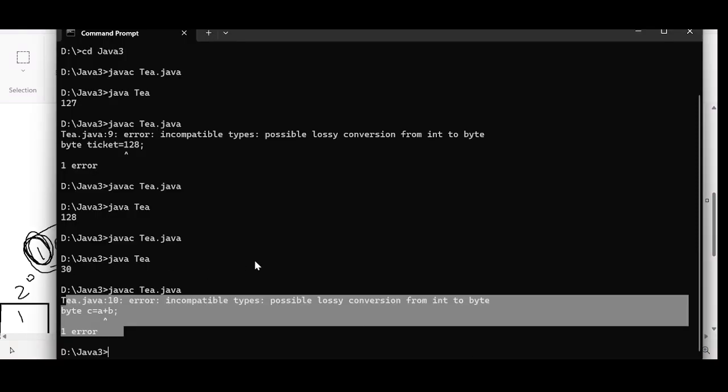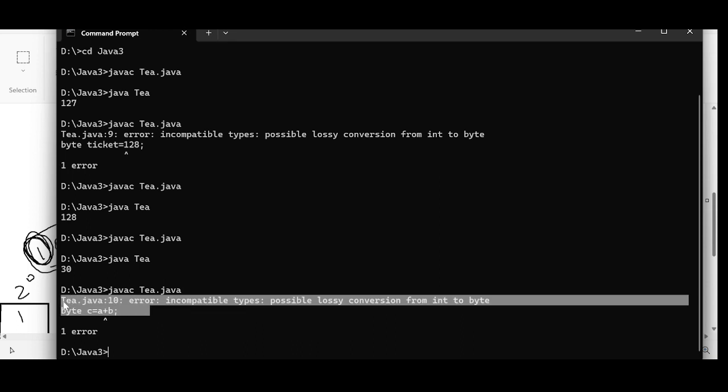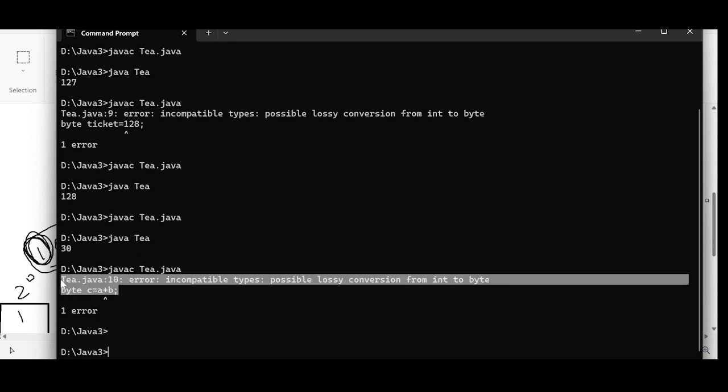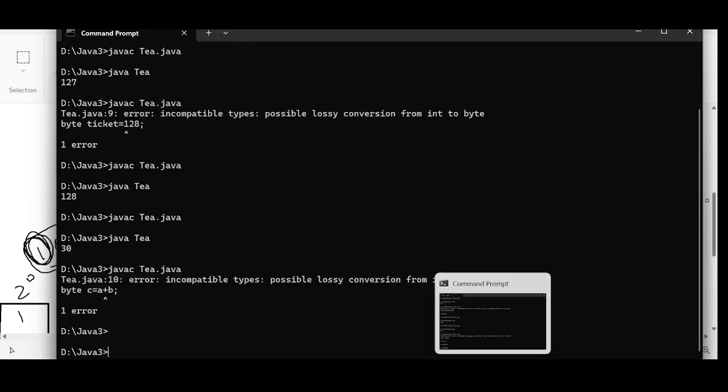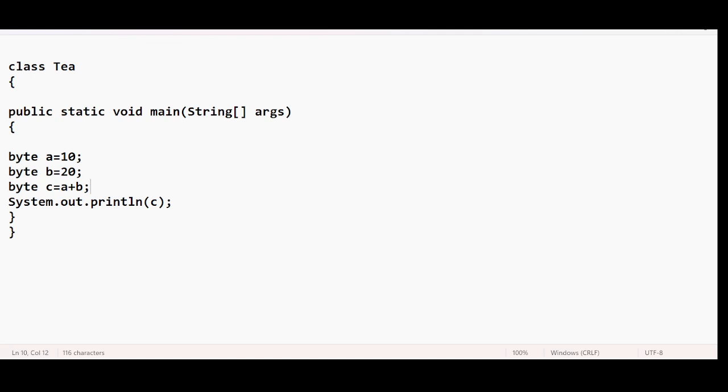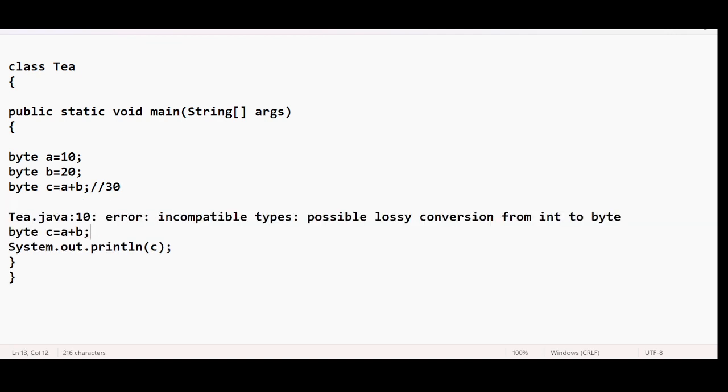But in this case, I am also getting the same error when I try to calculate a value from a combination of 2 bytes. Why am I getting the same error? Because if I add these two, the answer is going to be 30, and 30 is within the range. But still I am getting the error, saying possible lossy conversion. The error is similar to the previous error, the one we got because of the range violation.